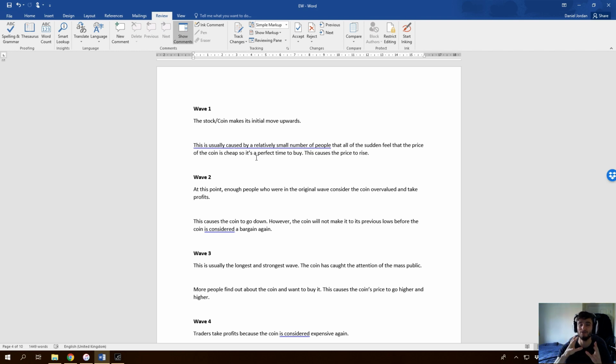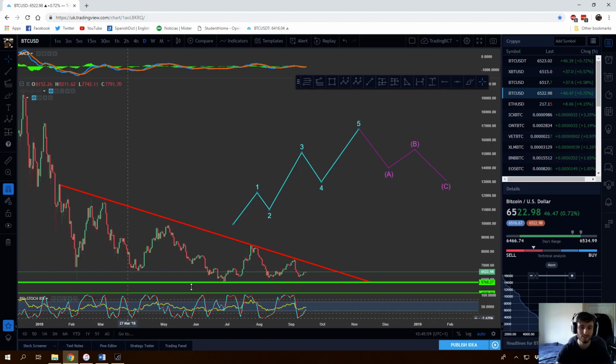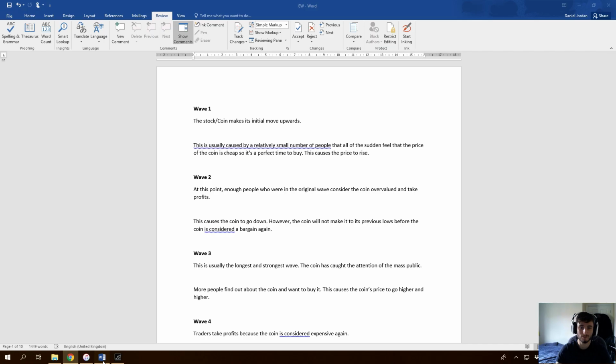Here I'm going to be covering the theory as if it's the 5 waves upwards, but remember this happens downwards as well. Okay. So for instance here, this is classed as a perfect time to buy. The stock or crypto is considered very low, and that's what causes the first wave upwards.